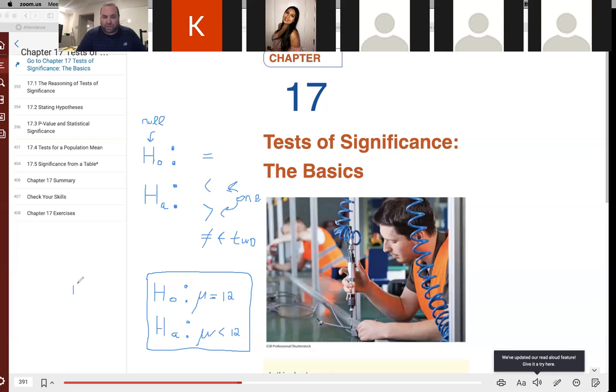Your two options are either to reject the null hypothesis in favor of the alternative, reject H naught, or don't reject H naught. We never accept the alternative, ever. We always either reject or do not reject the null hypothesis. Those are the two options. Do we reject the null hypothesis or do we not reject the null hypothesis?